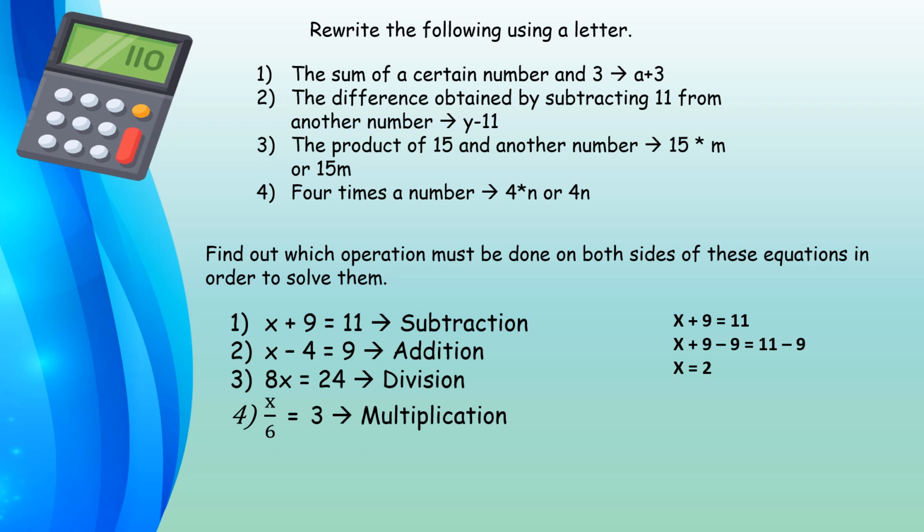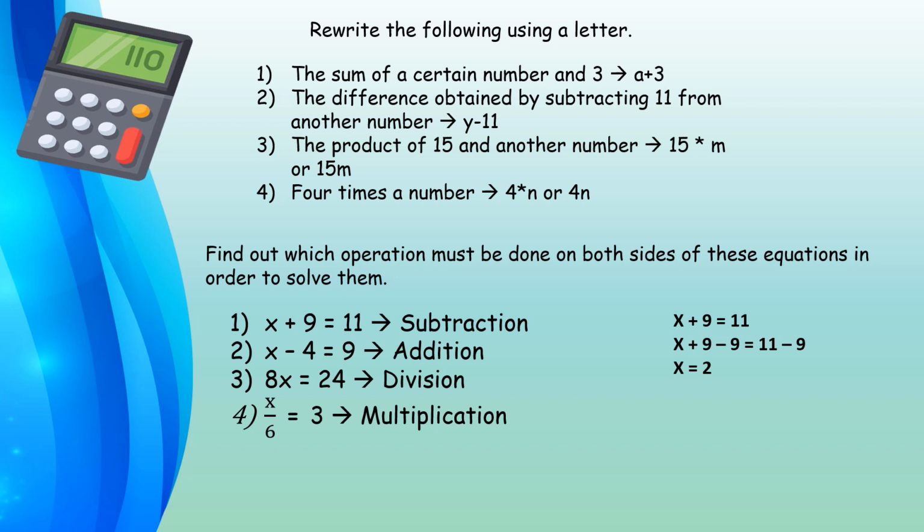See, on the right hand side I have done it. x plus 9 equals 11. What have I done? x plus 9 minus 9 on the LHS, and on the RHS also 11 minus 9. So plus 9 and minus 9 is 0. 11 minus 9 is 2. So what is my answer? x equals 2.